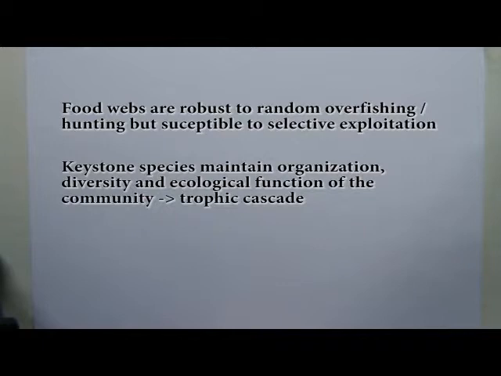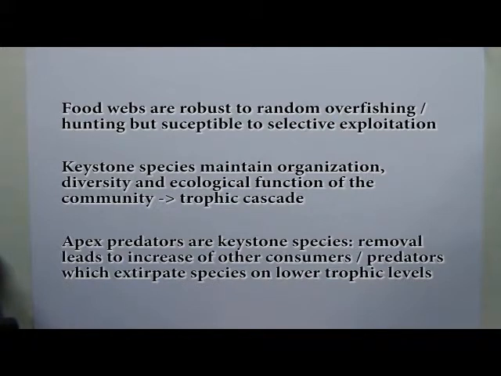Examples for keystone species are the apex predators. Their removal often leads to an increase of other predatory or herbivorous species, which then extirpate their prey on lower trophic levels.